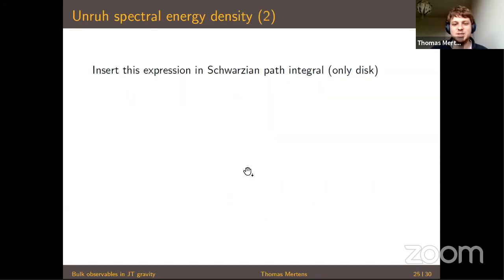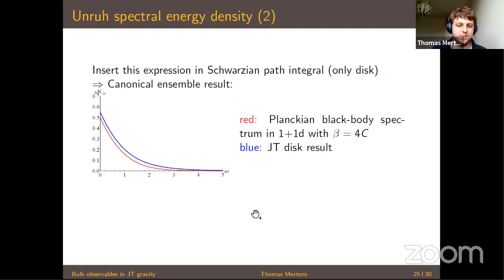So again, insert this in the Schwarzschild path integral, and first do the disk only, so genus 0 to begin with. What I've shown here is the energy occupation number as a function of omega, and the red dotted line, the bottom line, is just the semi-classical Planckian black body spectrum in 1+1 dimensions. This is what you find in textbooks on the Unruh effect if you specify it to 1+1 dimensions. The blue result is the exact result you get from the calculations I showed before, from doing that Fourier transform of the bulk 2-point function.